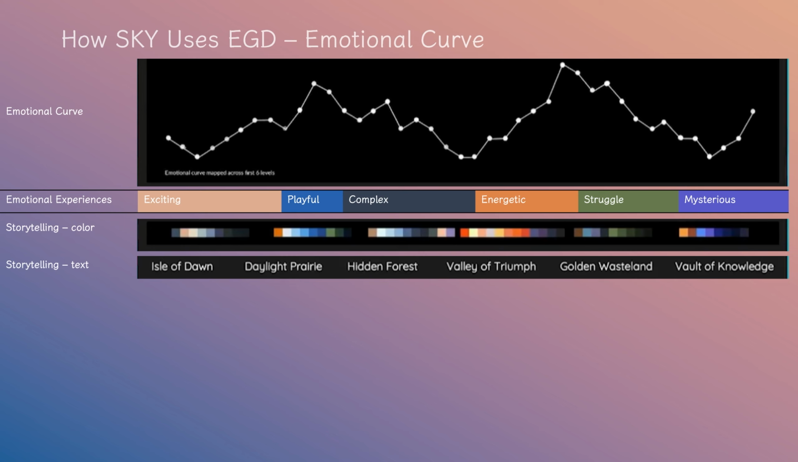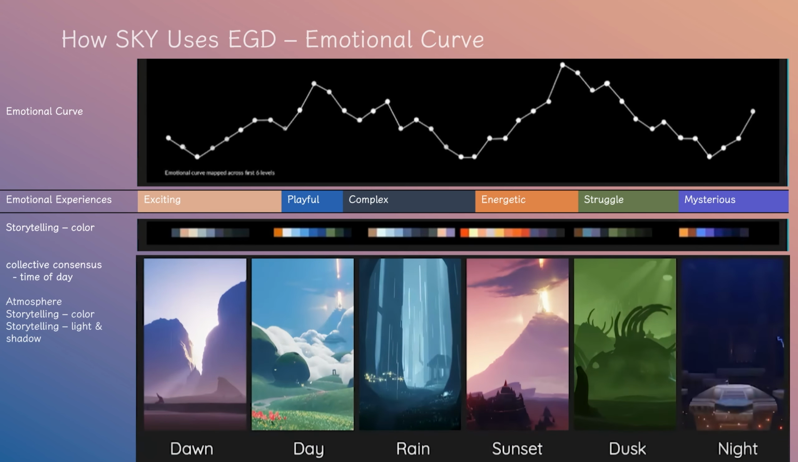Together, they use text to hint at what they could expect from this stage, which also matches the emotional experiences they want to achieve in each phase. Together with that, they also use the collective consensus of humans to enhance the whole storytelling.